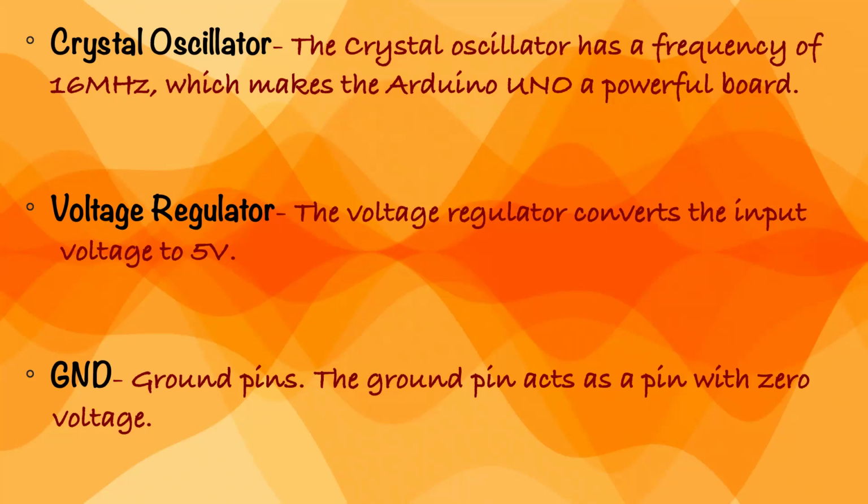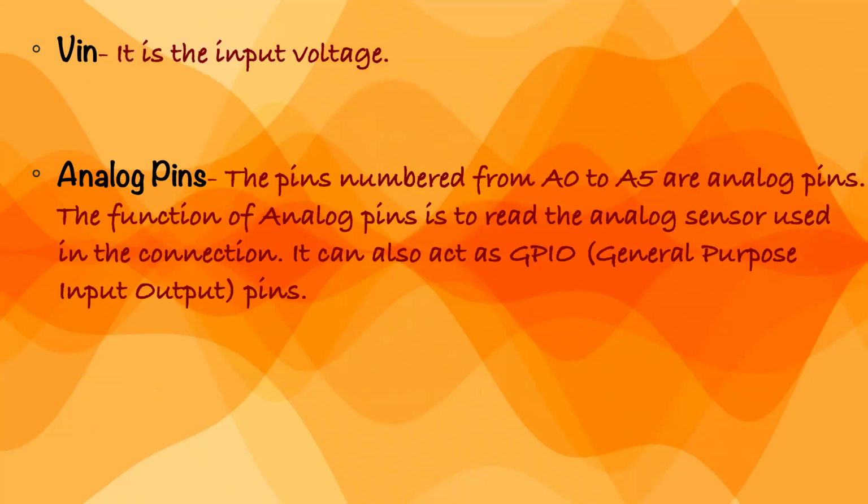Then comes GND, that is the ground pins. To complete a circuit, we need at least two wires, two paths, from where electricity will go in and complete the circuit through the other path. So the ground pin is that other path through which the electricity circuit will complete. Obviously, it will be at zero voltage. That's why the name ground is given. Then comes Vin, very easy, nothing to understand here. It is basically the input voltage.